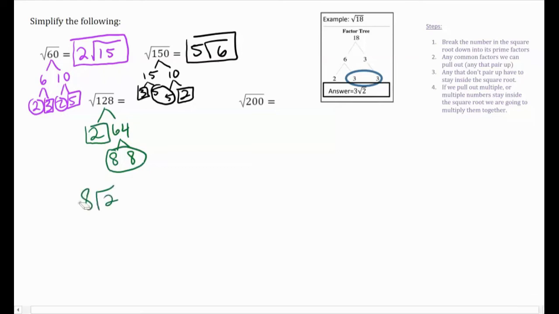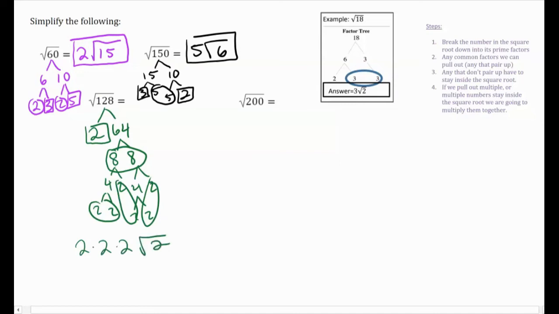If I were to go back and walk through it individually, I'd get 4 and 2, 4 and 2. These would break up into 2 and 2, 2 and 2. I'd have a pair of 2s, a pair of 2s, and a pair of 2s. Then when I pull that out, I get 2 times 2 times 2 on the outside with a 2 on the inside. 2 times 2 times 2 is 8. So either way, you'll see that I get the same answer.